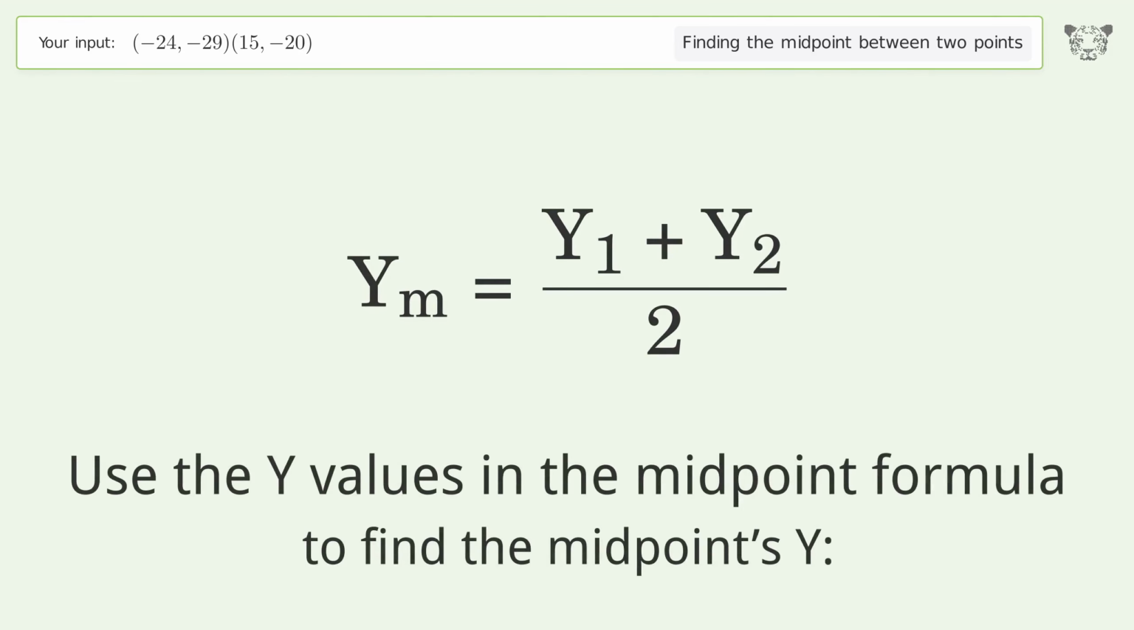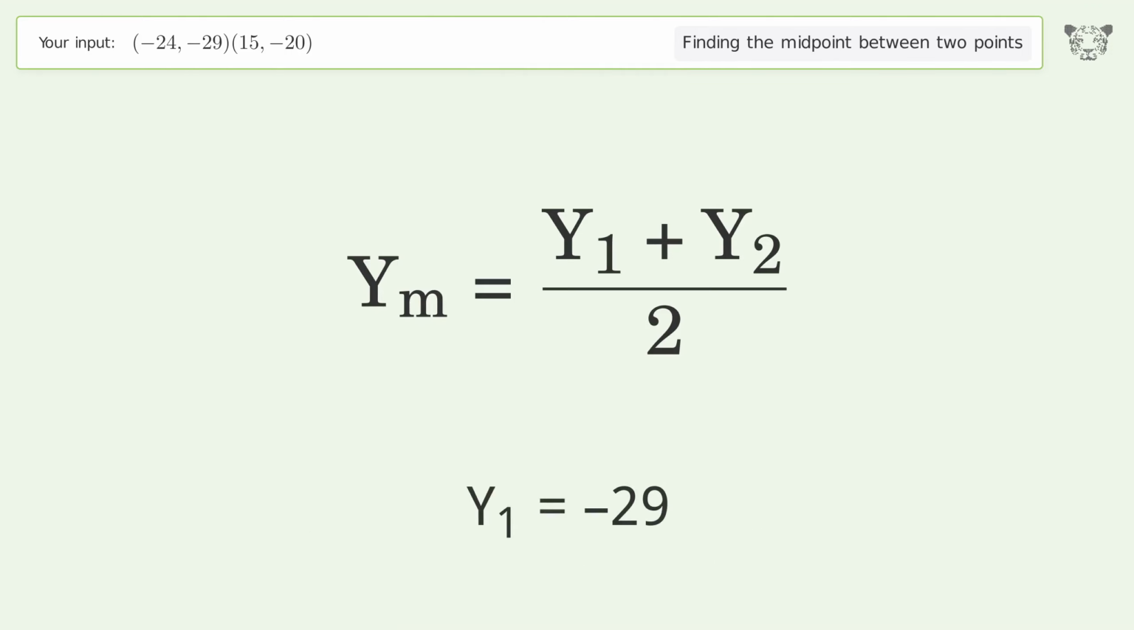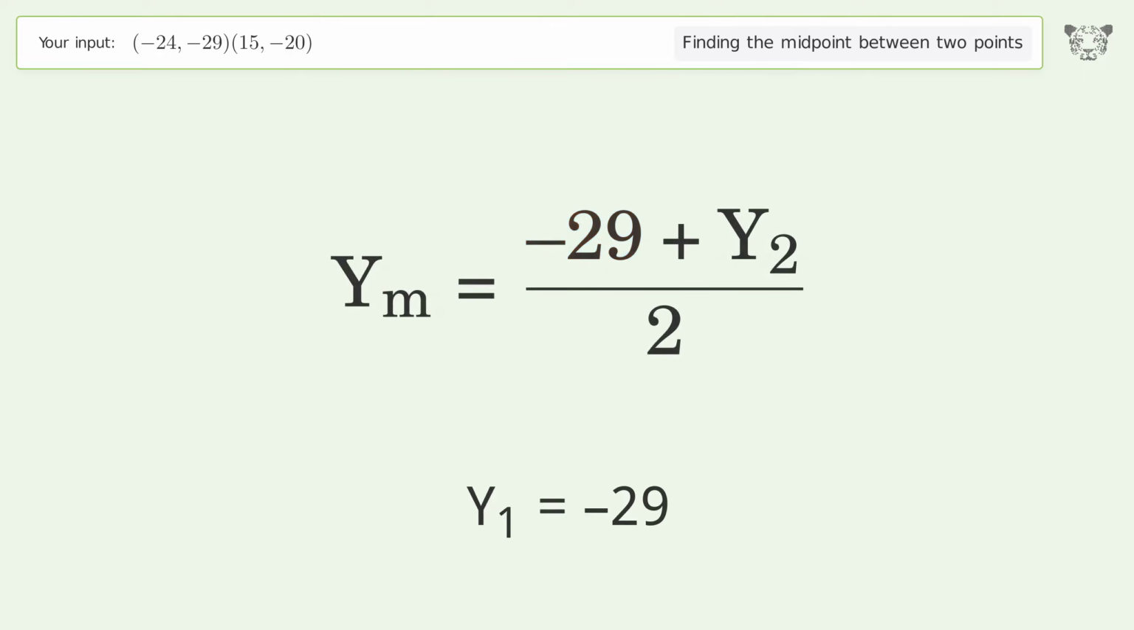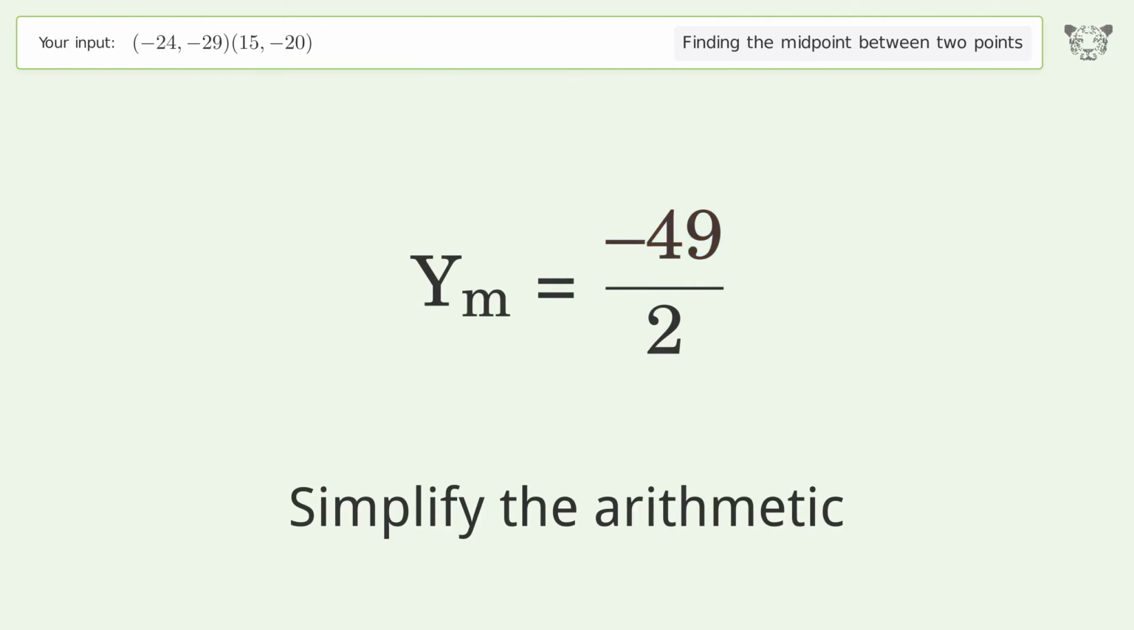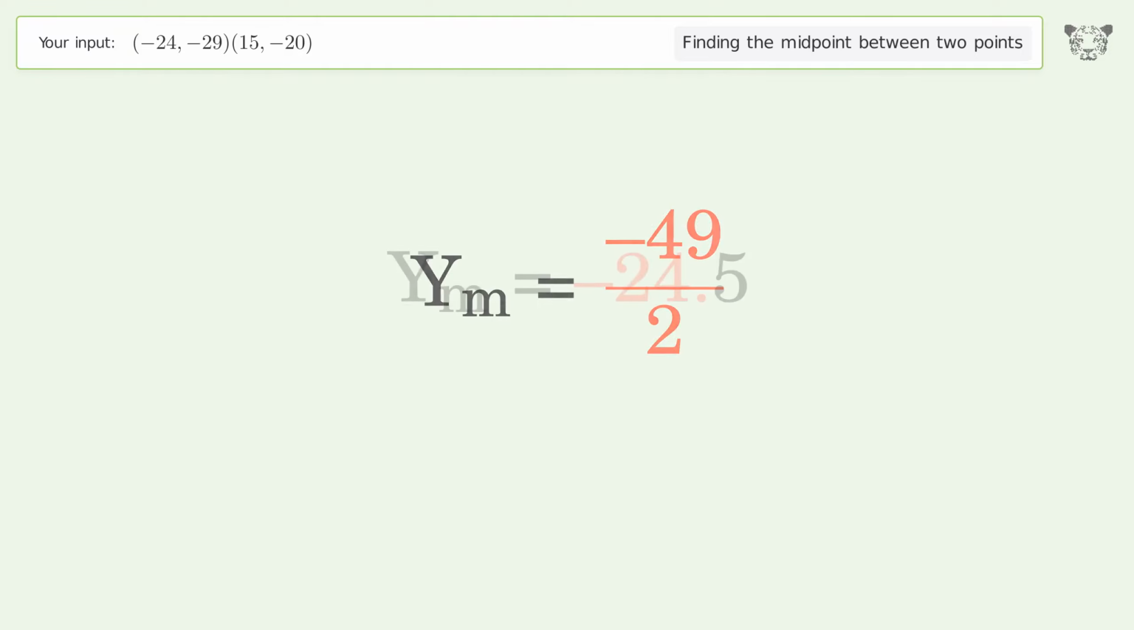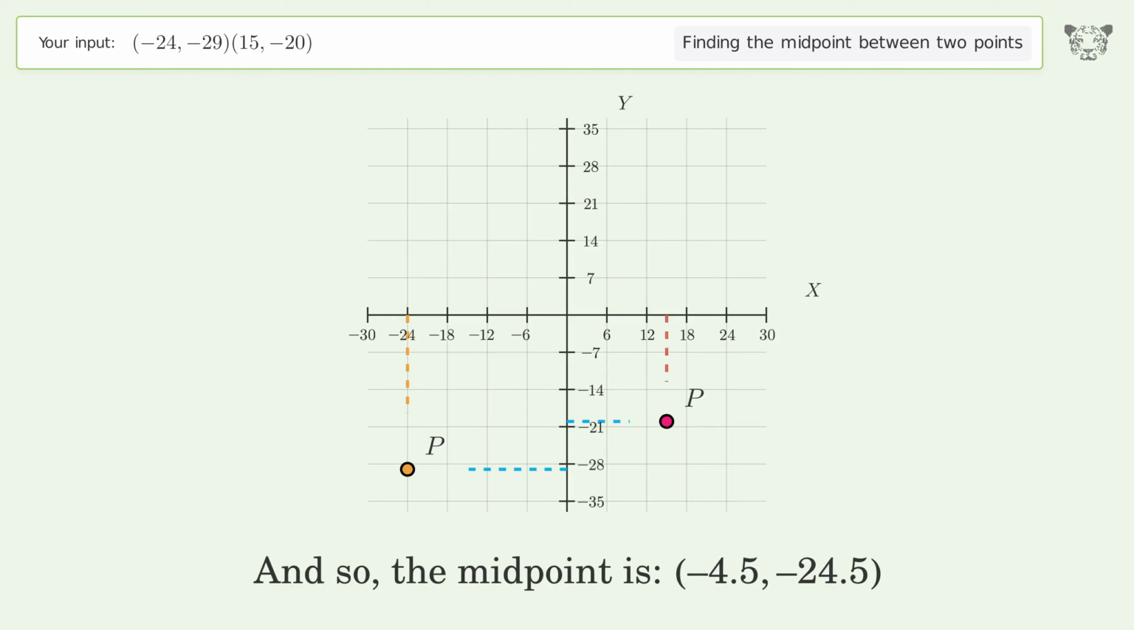Use the y values in the midpoint formula to find the midpoint's y. y1 equals -29. y2 equals -20. Simplify the arithmetic. And so, the midpoint is -4.5, -24.5.